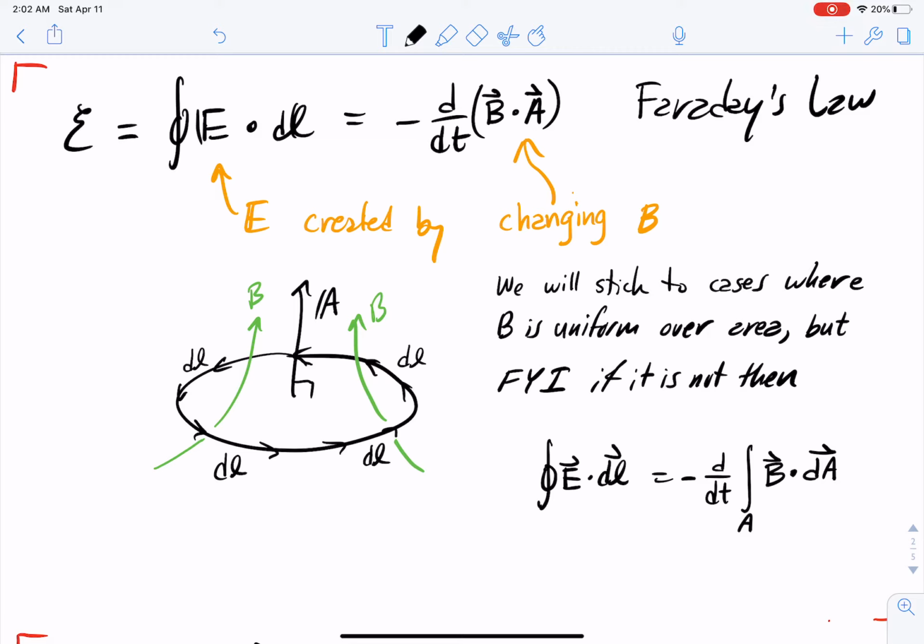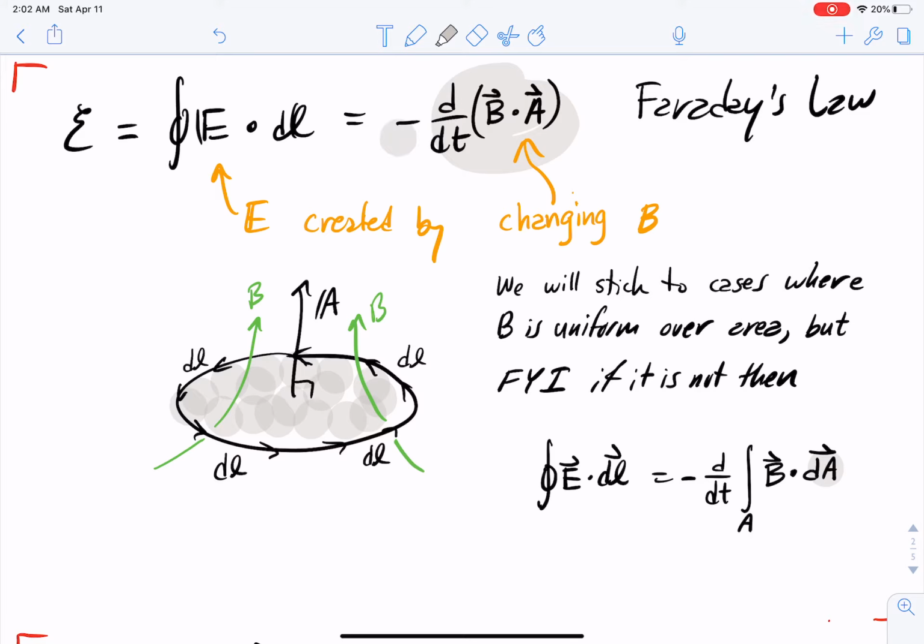In that case, this formulation like this is fine, but if the field isn't uniform, then we need to break the area into small sub-areas, each of those a little dA, and then we need to sum all those together. So you just calculate the flux, that's the field times the area, through each little area and add them all up.